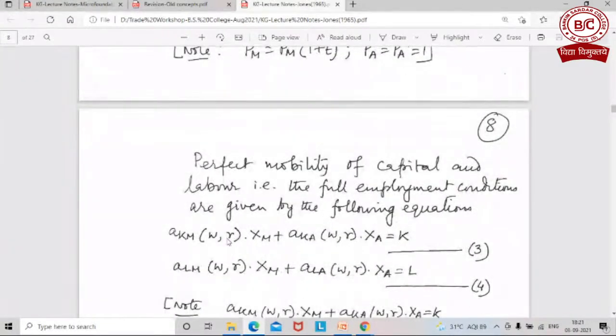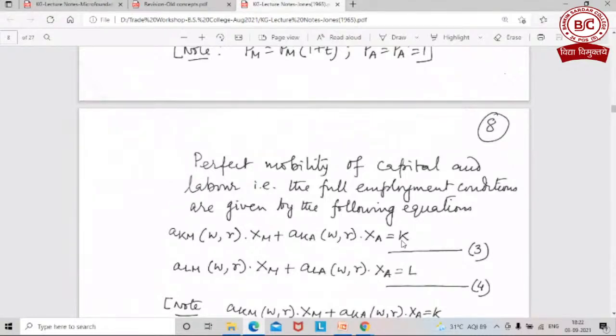So if labor becomes cheaper, keeping XM and XA at the initial equilibrium level, we find labor is substituted for capital, isn't it? Capital is substituted by labor. So people will demand more labor. So ALM will increase and ALA will increase. So given XM and XA, ALM increases and ALA increases means there is an increase in demand for labor, whereas the supply of labor remains the same. Whereas capital becomes expensive means capital demand will fall. AKM will fall and AKA will fall. So there is an increase in demand for labor, which means there is a shortage of labor, and capital demand falls means effectively there is an excess supply of capital.